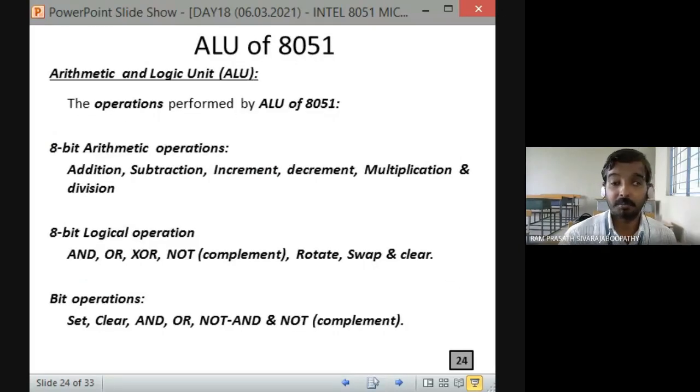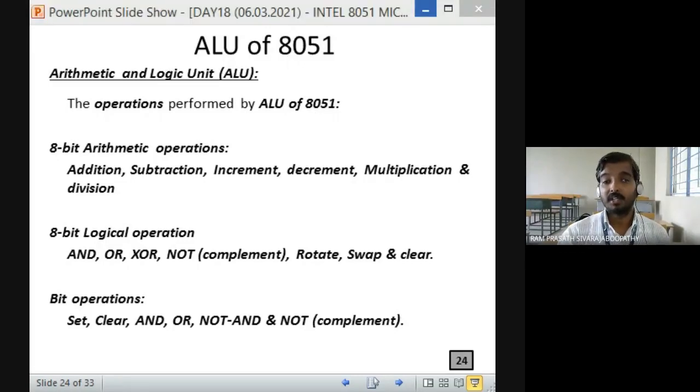So with this we will stop today's session. Regarding the ALU of 8051, compared to 8085, we have multiplication and subtraction. Similarly, in logical operations we have swap and clear. Then we have bit operations. We can set or clear a bit. Then we can perform AND, OR, NOT operations with the bit instructions. So that's all about the operations done by the ALU of 8051. Okay, so here we can stop the session.